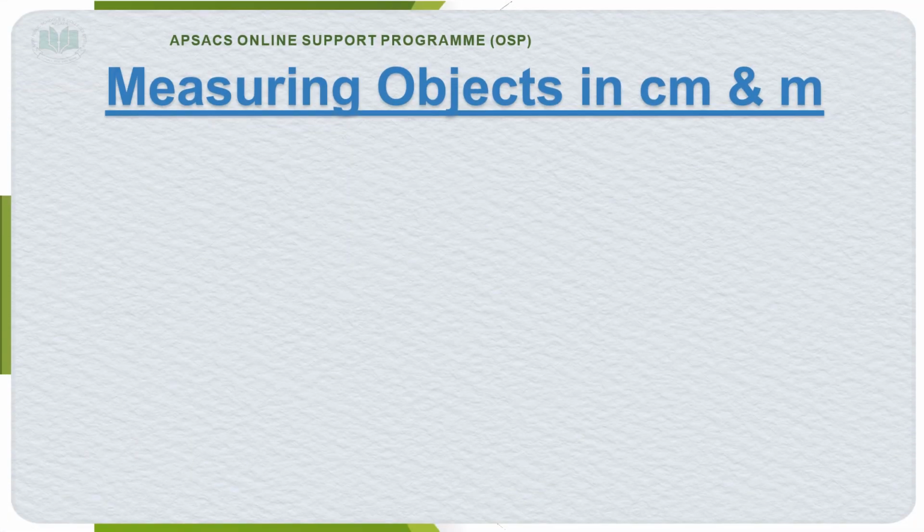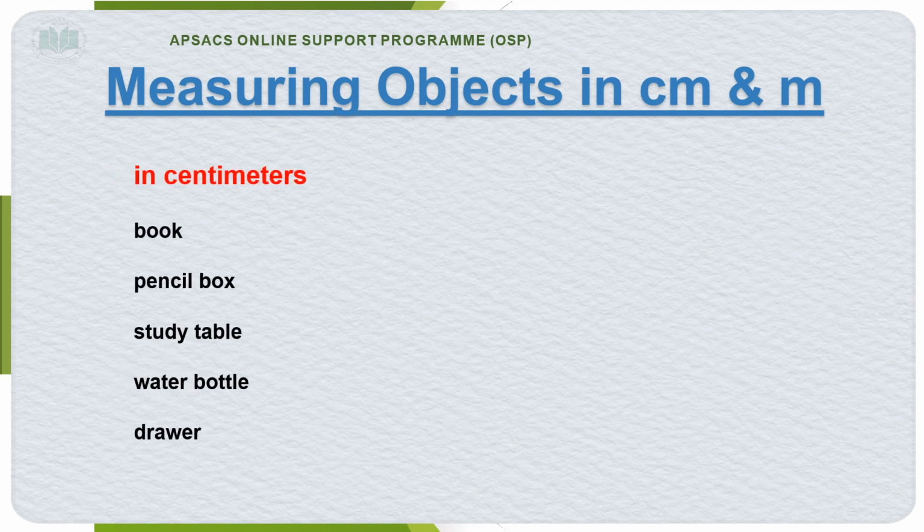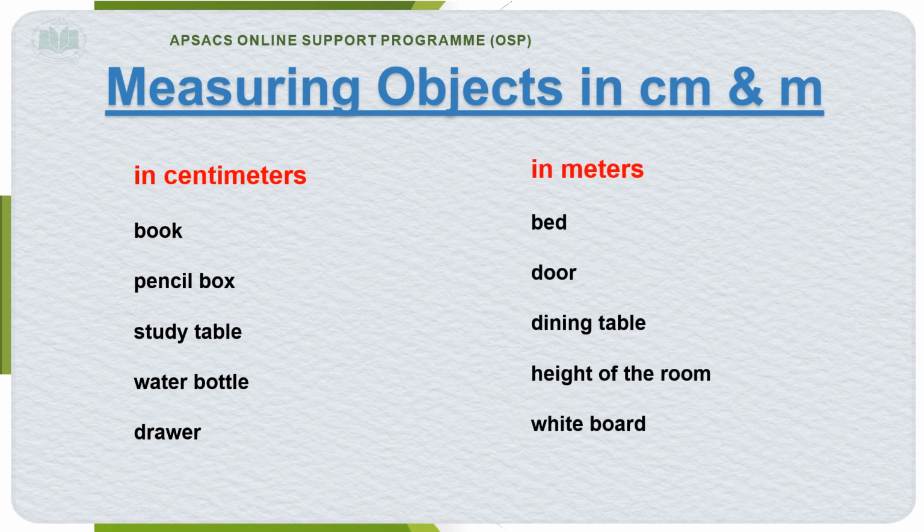Now students, here are some objects which you are supposed to measure in meter and centimeter. This is an activity for you. Here are the objects: book, pencil box, study table, water bottle, drawer. You have to measure them in centimeter, and the bed, door, dining table, height of the room and whiteboard. You have to measure them in meters. Is it clear? I hope you will enjoy measuring these items.